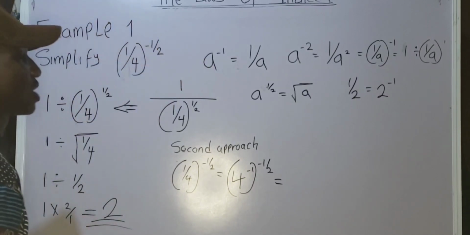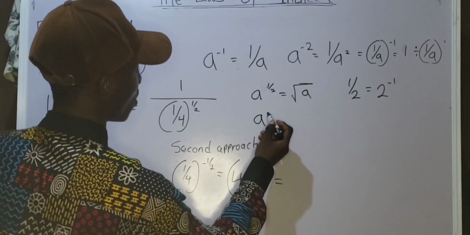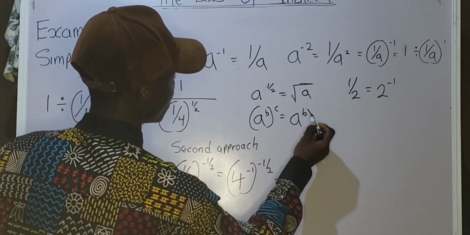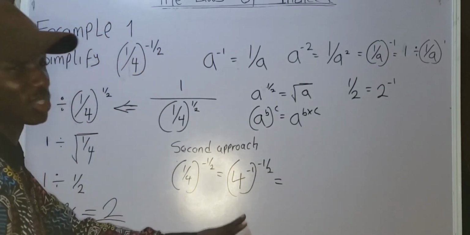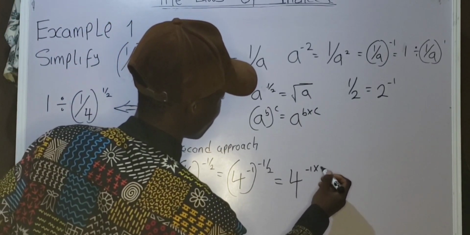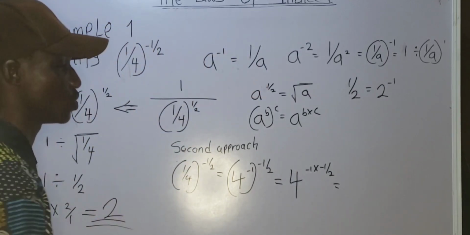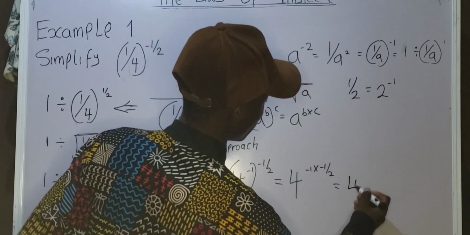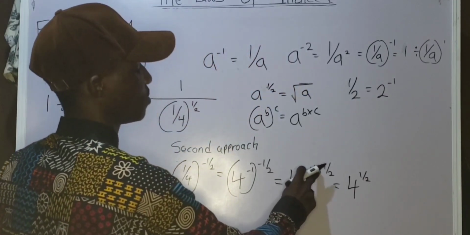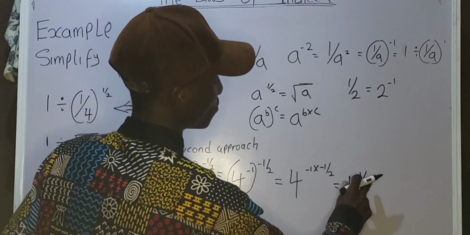Do you understand? So now, according to the multiplication of power, if we have a raised to the power of b into bracket c, that would be what? A raised to the power of b times c. So we are going to make use of this law in this place. So for this, I'm going to have 4 raised to the power of minus 1 multiplied by minus 1 over 2. So minus 1 multiplied by minus 1 over 2, that is 4 raised to the power of 1 over 2. Because negative multiplied by negative is positive. So that is the positive 1 over 2.